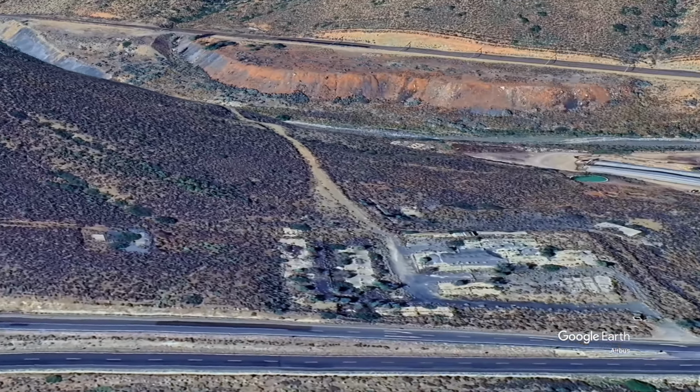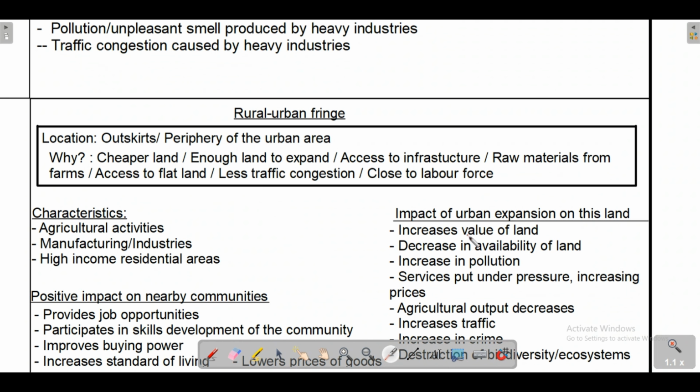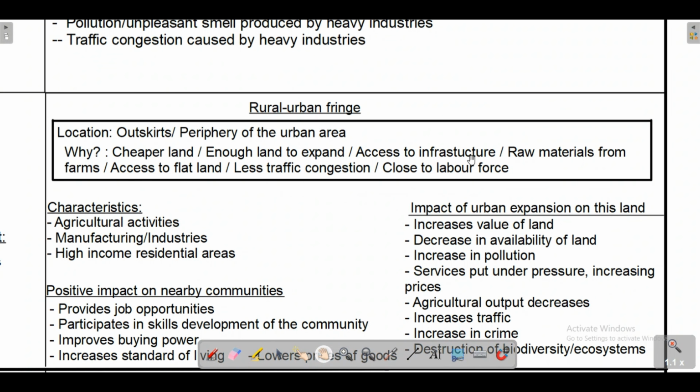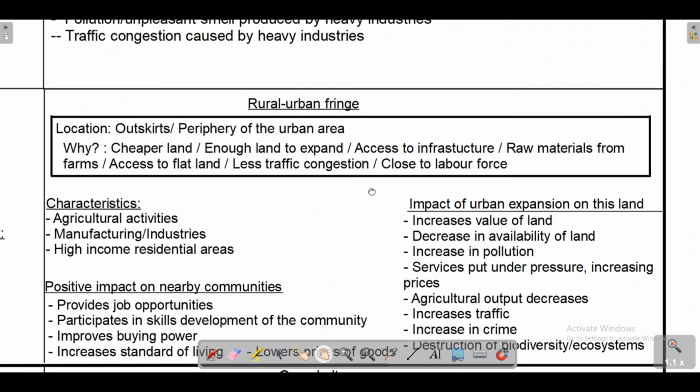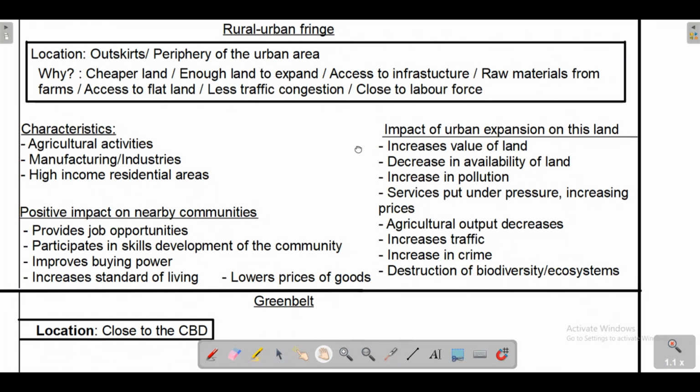So you're going to have manufacturing that is close by here. Your industries are going to be close by because there's raw materials from these farms, and there's access to infrastructure and enough land to expand. All of these are reasons why heavy industries would want to be situated in the rural urban fringe. There's access to flat land. There's less traffic congestion. Few people live there. They are actually close to the labor force, right? So this is the perfect environment for heavy industries as well.